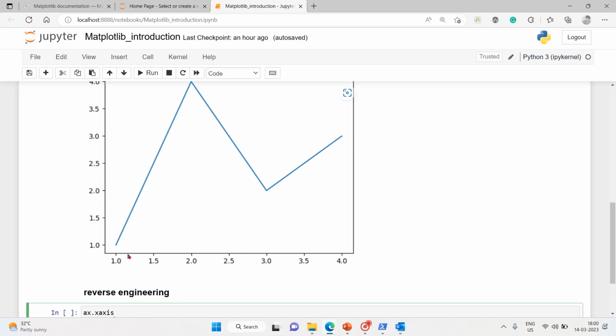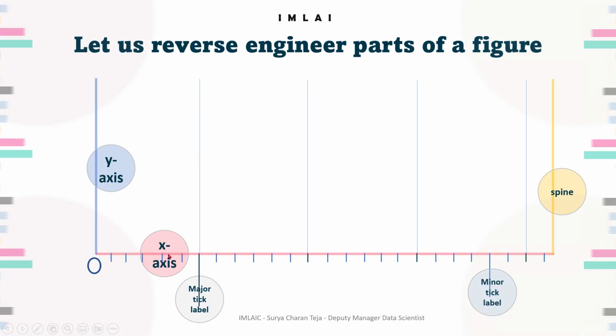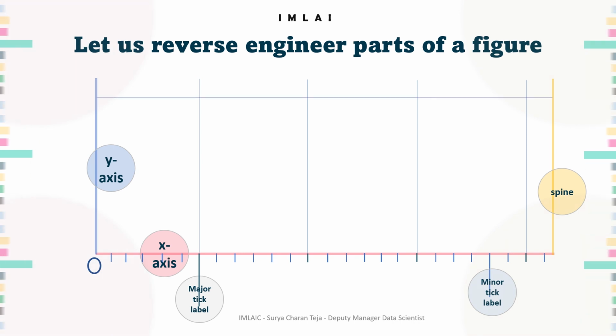So the label, this 1.0, is called the major tick label on the x-axis, and 1.5 on the y-axis is called the major tick label on the y-axis. Okay, so I hope it's clear. Similarly, the same will be applicable to the y-axis also.